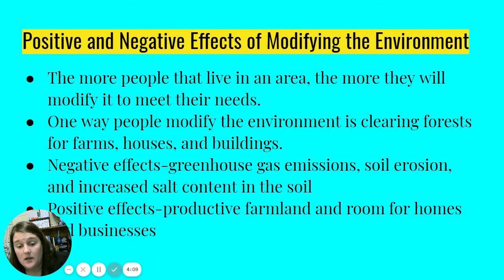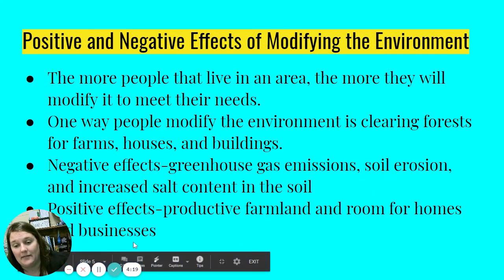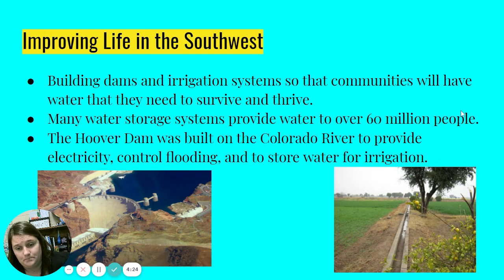The positives, though, okay? We have productive farmland. We can grow our own food. We have room for homes and businesses, okay? We have to have a place to live, all right? But isn't it more important to find a balance between these, okay? That's what we'll be looking at later this week.